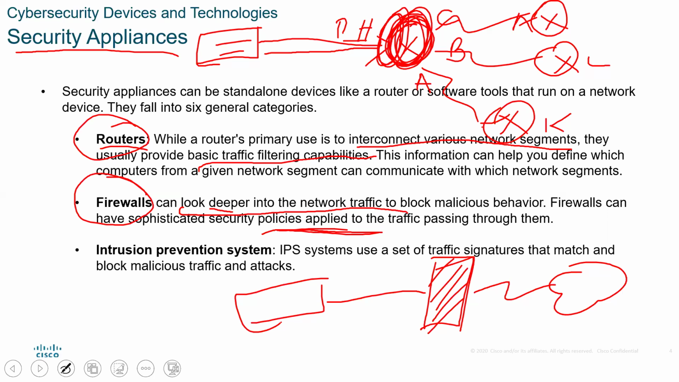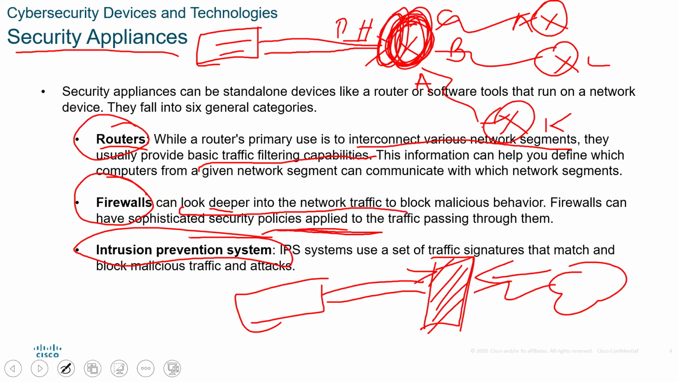So any traffic coming in from the internet is blocked by the firewall, except what is permitted by the administrator. Any traffic going outside, probably you have to specify. You permit certain kinds of traffic going outside and you deny certain kinds of traffic. Then there is another device called the intrusion prevention system.